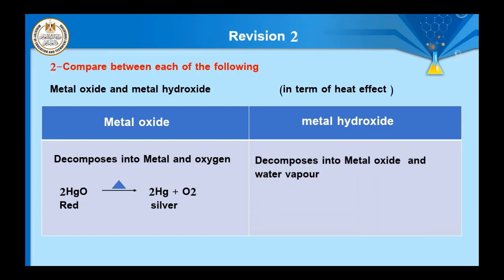Metal hydroxide decomposes into metal oxide and water vapor. The gas produced from thermal decomposition of metal hydroxide is water vapor. For example, copper hydroxide, which has blue color and is symbolized by Cu(OH)2, decomposed by heat into CuO plus H2O evolves. CuO has black color. This means that copper hydroxide changes its color from blue to black by heating.